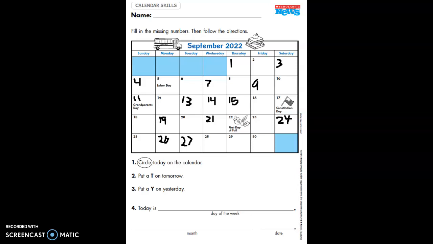Now I have all of my numbers in all of the white boxes. This one is gray again because that is the 1st of October. So I'm not going to put a number on that box. Only the white boxes get numbers.